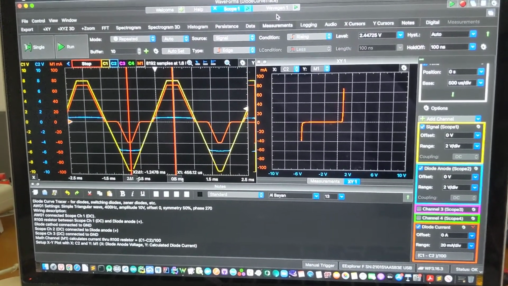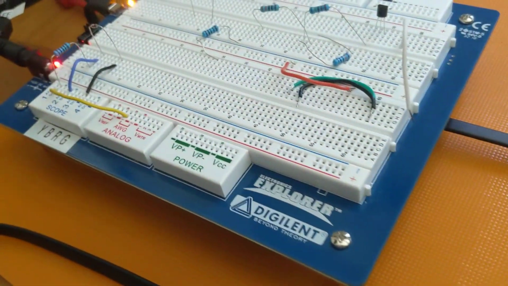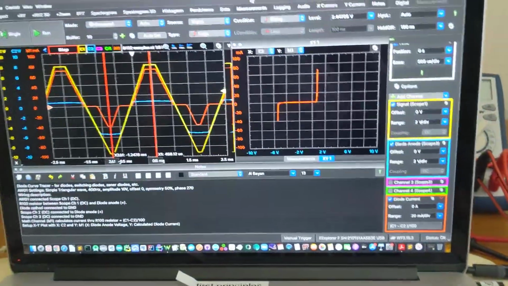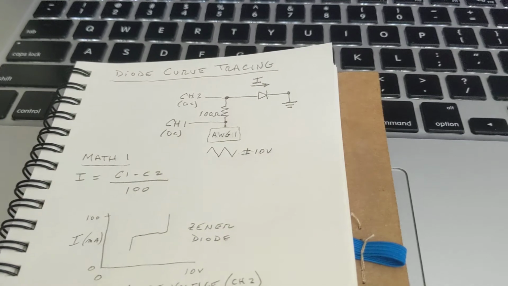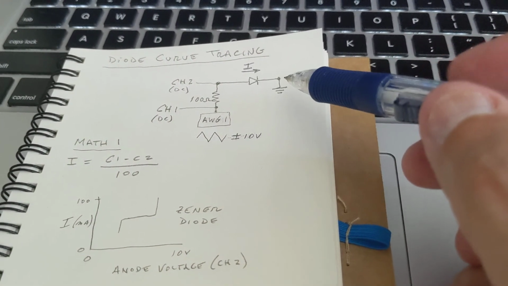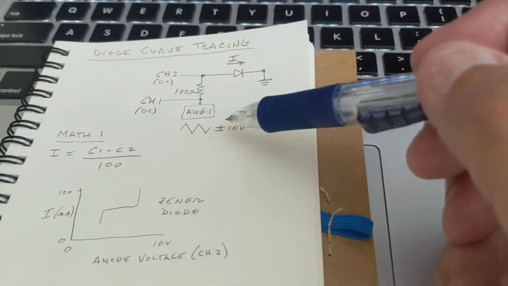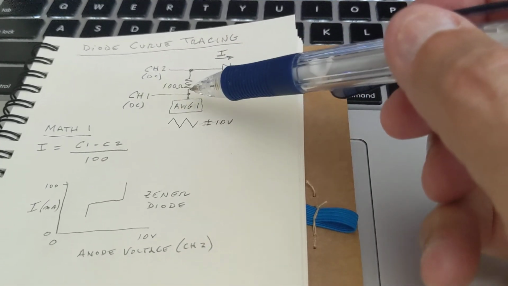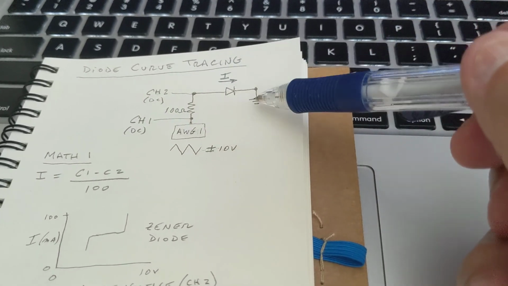We're using waveform software by Digilent along with the Digilent Electronics Explorer board to do a simple experiment, which we'll talk about. So this is the setup. It's very simple. We have a diode on the Electronic Explorer board. We have an arbitrary wave generator feeding in a triangle wave with plus or minus 10 volts peak to peak. The output of the wave generator goes through a 100 ohm resistor into the diode and off to ground.